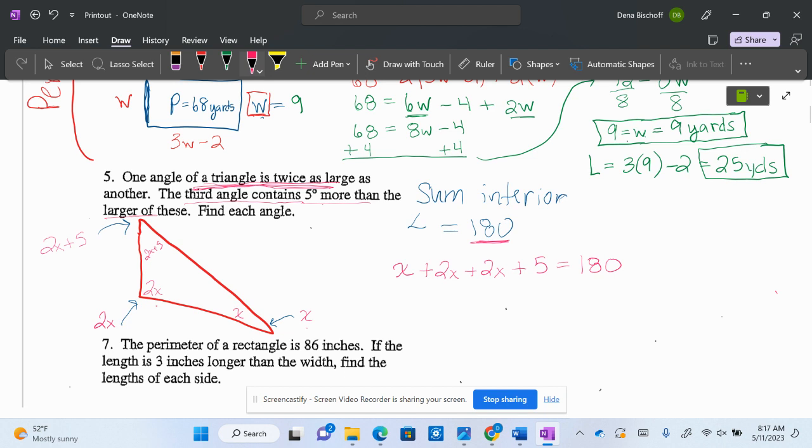Okay. So now what? Add all the X's together. Combine like terms. Okay. So I have 1, 2, 3, 4, 5. So 5X plus 5 equals 180.